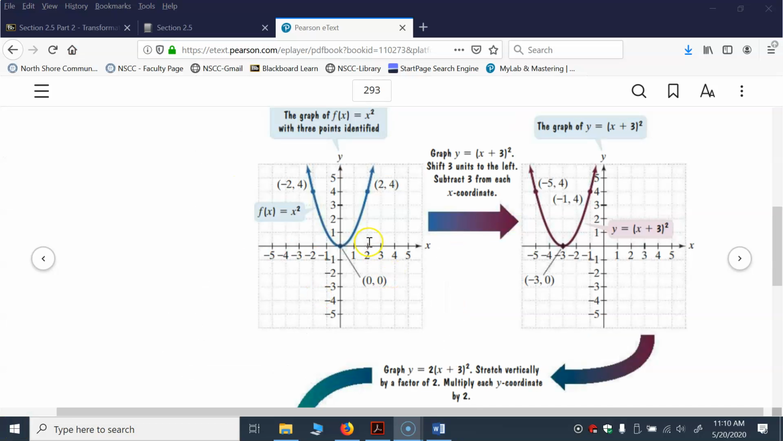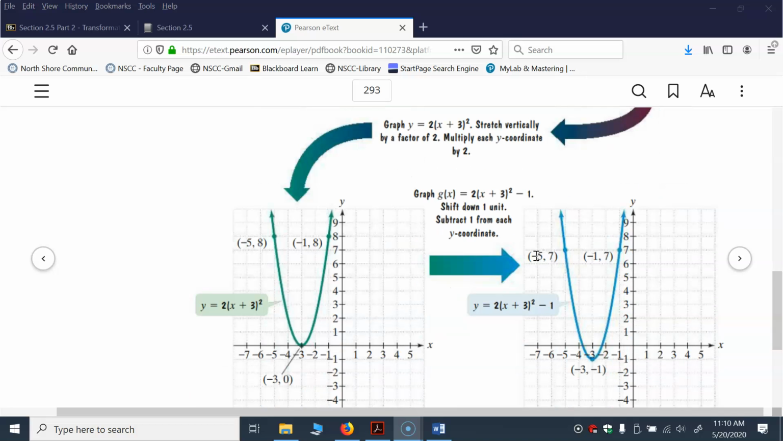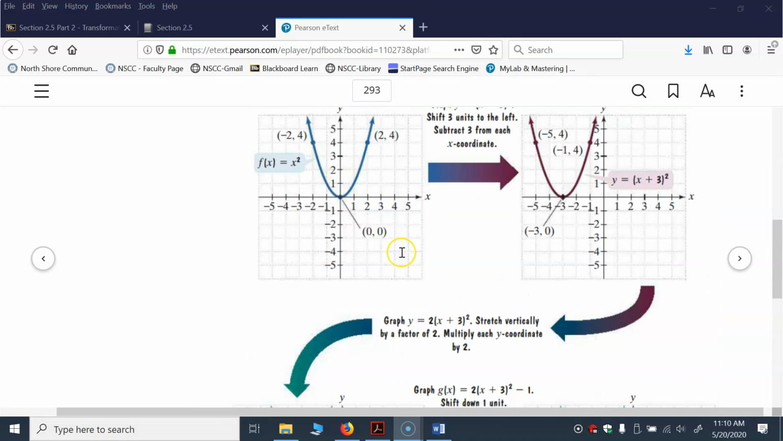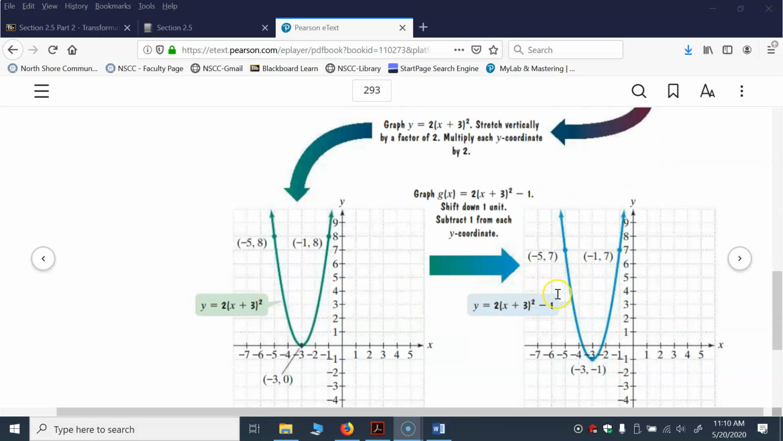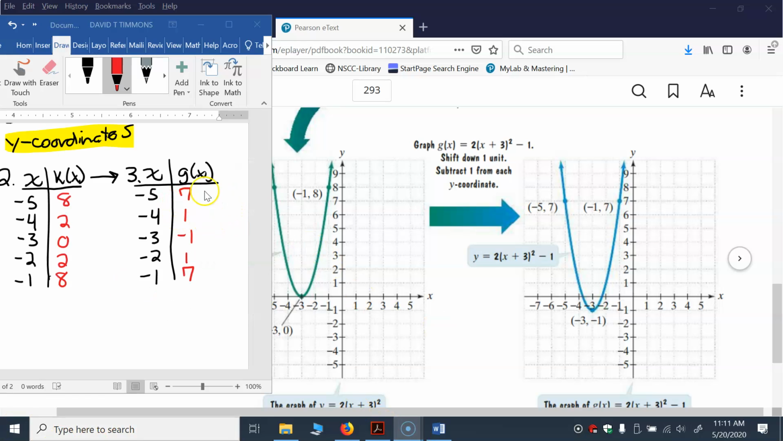When we look at the solution in the textbook, again, they're not going to show you the table of coordinates. They'll sort of show it to you graphically. But as we follow along the sequence, right, we do the horizontal shift, the vertical stretch, and then the vertical shift down, and you'll see the final graph here. And of course, looking at our final table of coordinates, you'll see at least 3 of the points there, right? Minus 5, minus 7. There's the minus 1, 7, the minus 3, minus 1. And the other points are there as well, right? Minus 4, 1, and minus 2, 1.